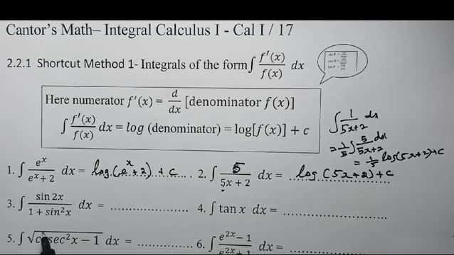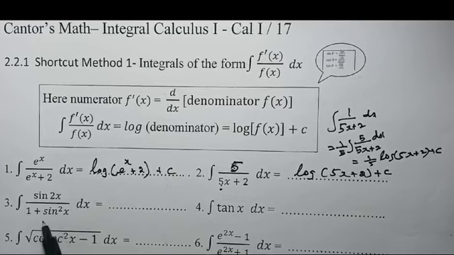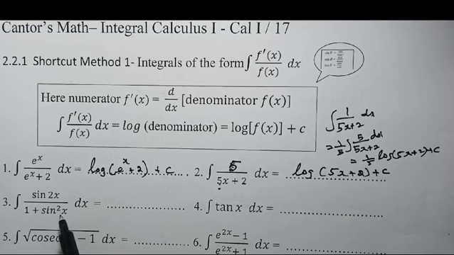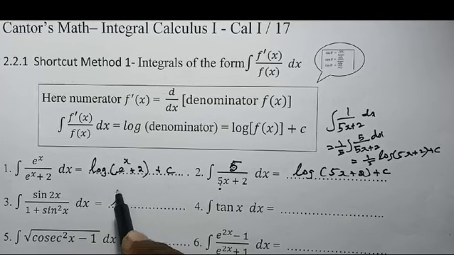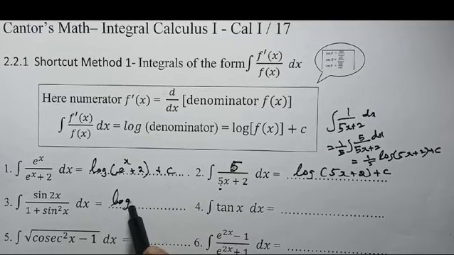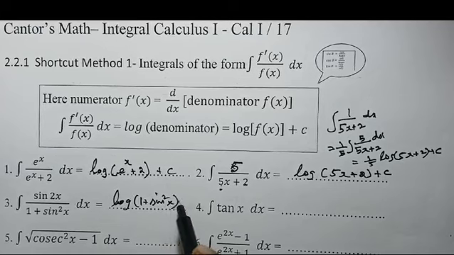Next, problem number 3. Look at the denominator. You differentiate this, 1 becomes 0. Sin squared x becomes 2 sin x cos x. This is nothing but sin 2x. Therefore, using this formula, we can write that it is log of the denominator, 1 plus sin squared x, plus c.